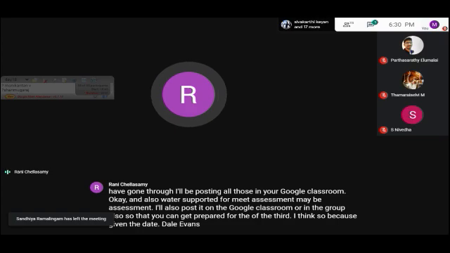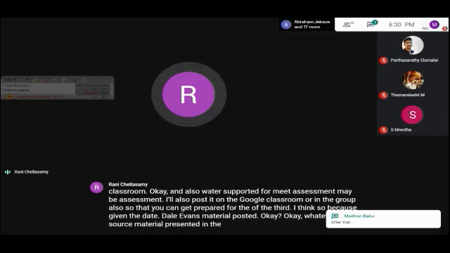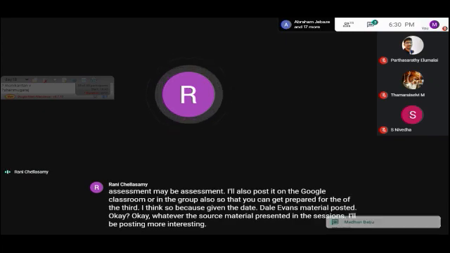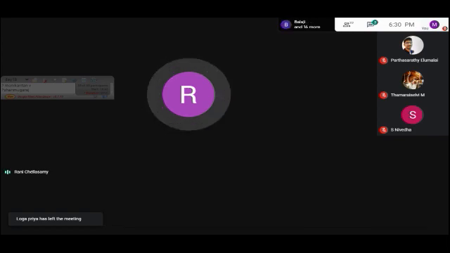Day 11, there is no material posted. Okay, Madan Babu, I'll be posting it by today. Whatever materials I have presented in the sessions so far, I'll be posting all of them in Google Classroom. So don't worry. For 10 days you have the contents, am I right? I'll make a check, and whatever content I have taken so far, I will be posting to that Google Classroom.